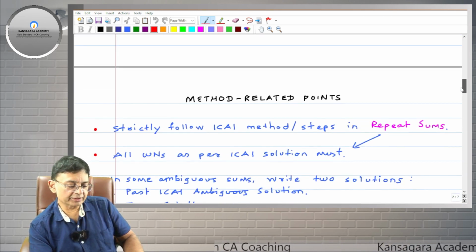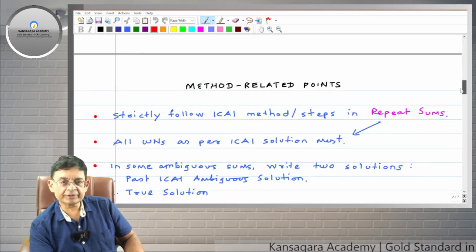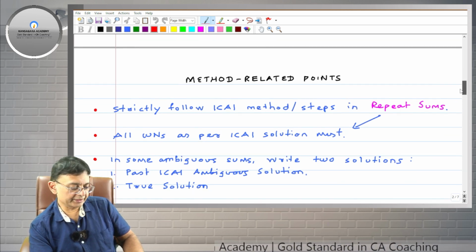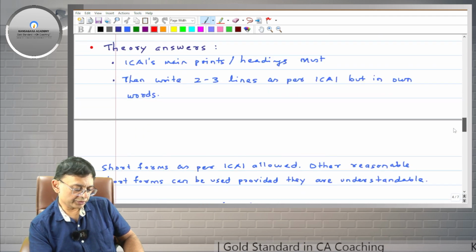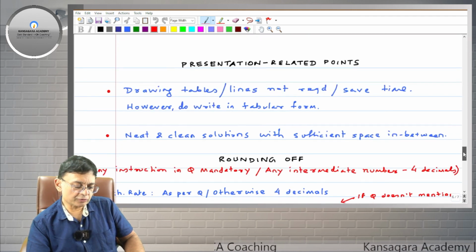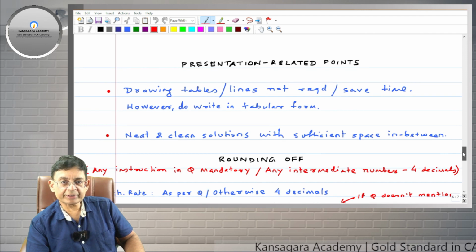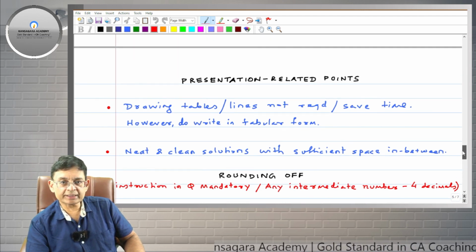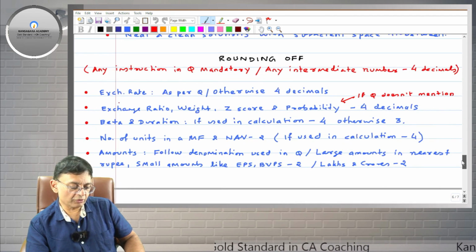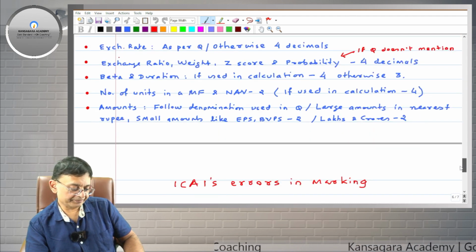Thereafter, there are some method related points. This is related to the method which you should follow in solving practical questions and writing theory questions. Then, students, there are some presentation related points. Here we will discuss some doubts of students. For example, are there any marks for systematic presentation? Means, if you are drawing tables and lines, is it compulsory or not, and so on. And then certain rules of rounding off which you should keep in mind.